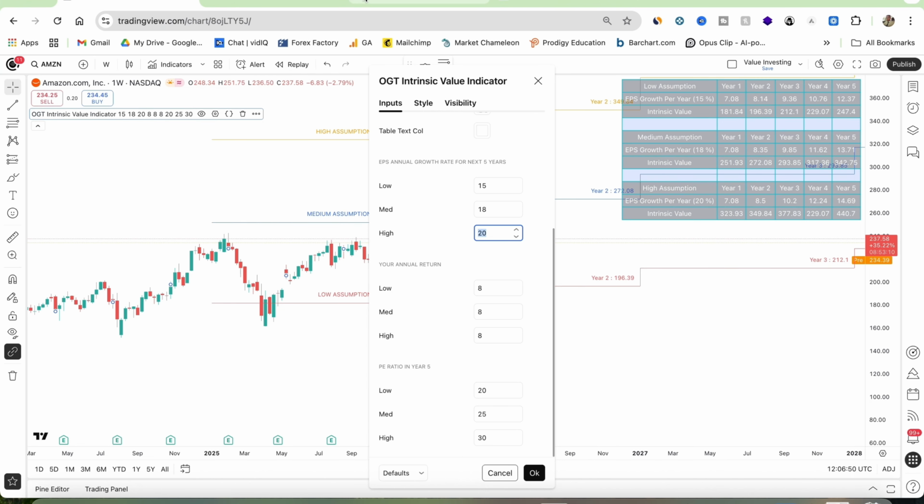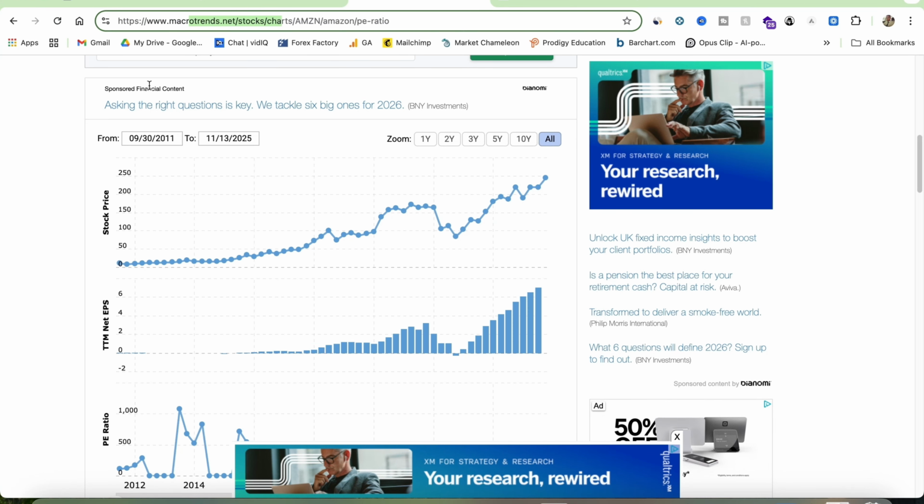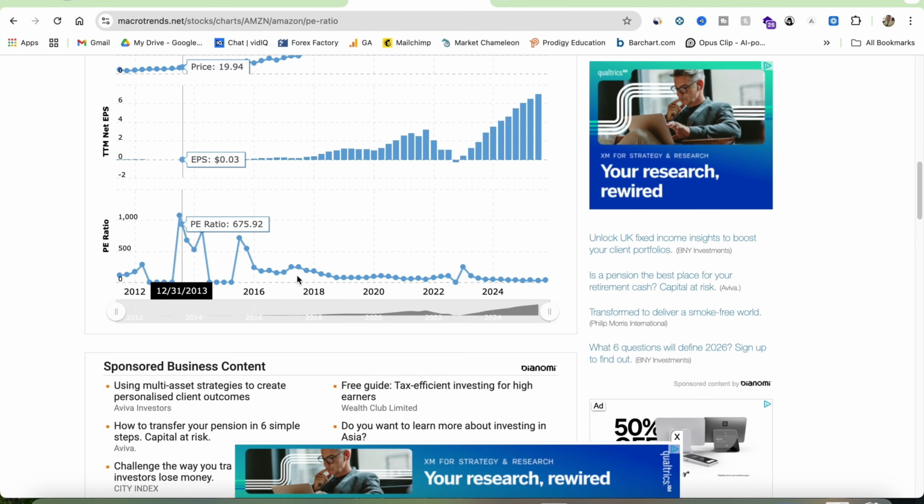What I like to do is if you Google PE ratio Amazon, macrotrends generally comes up first for most stocks that you do. Again, this is a free service. And what you want to do is go down here to PE ratio. So this gives you the PE ratio since 2012 to month to date, or November.